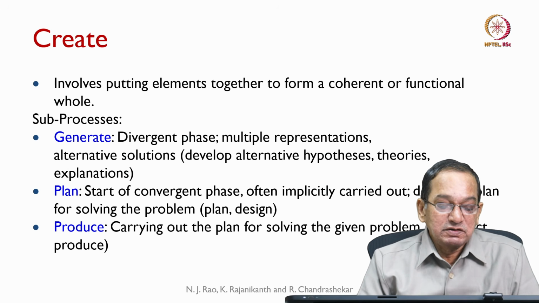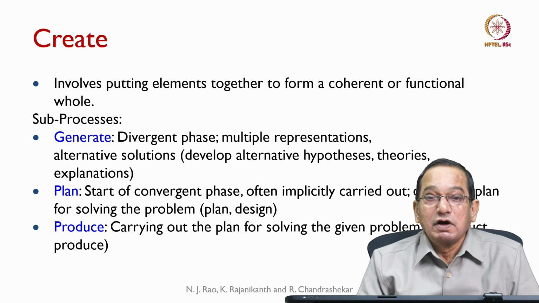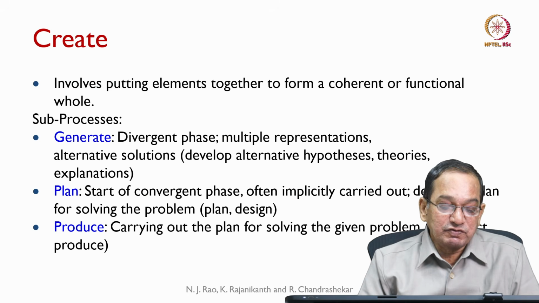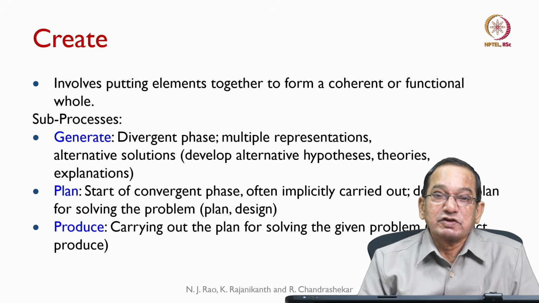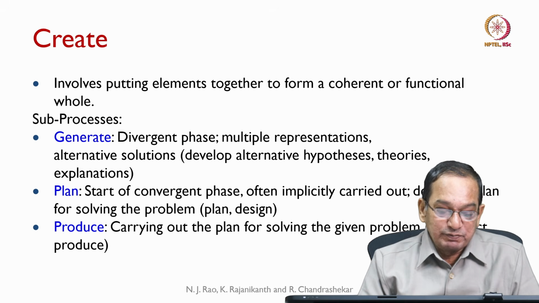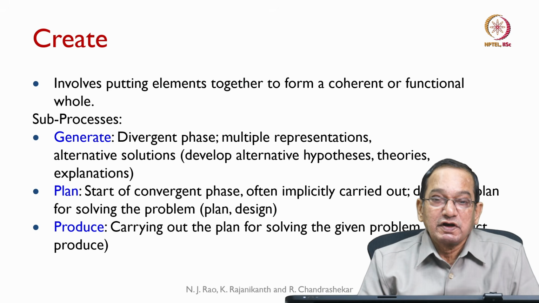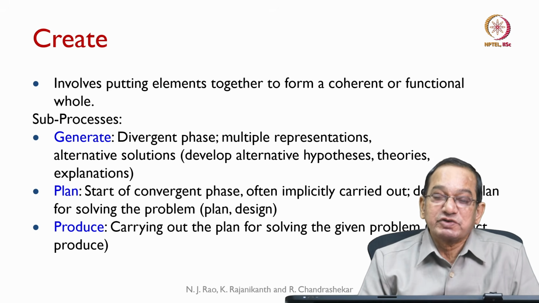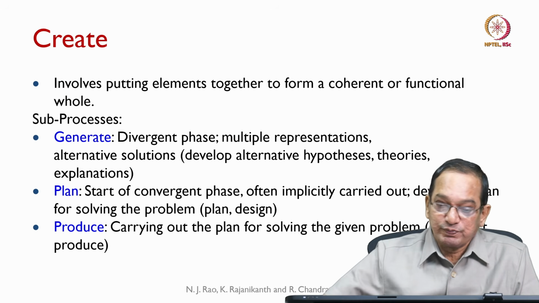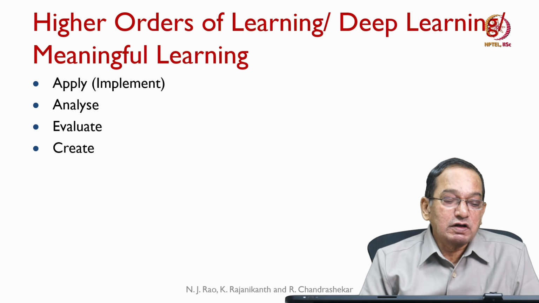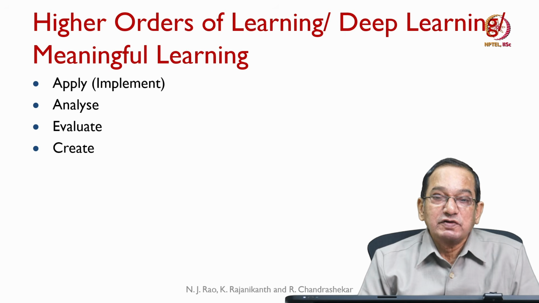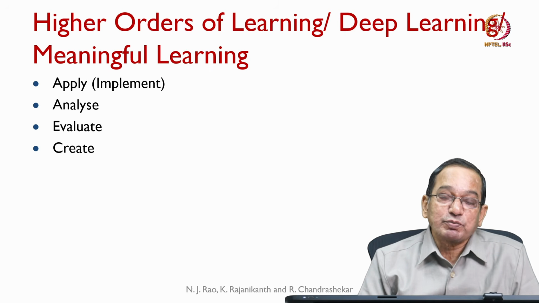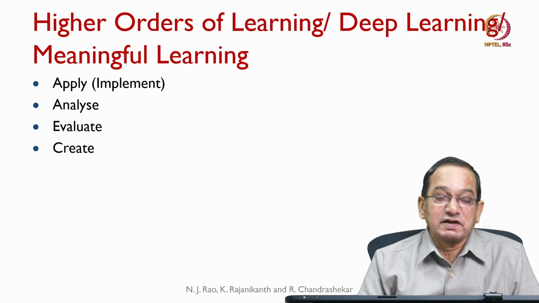Then plan, the start of the convergent phase, often implicitly carried out, devising a plan for solving the problem. The associated verbs are plan, design. Then the other sub process is produce, carrying out the plan for solving the given problem. The verbs can be construct, produce. These last four, that is apply, are at the sub process level of implement rather than execute.